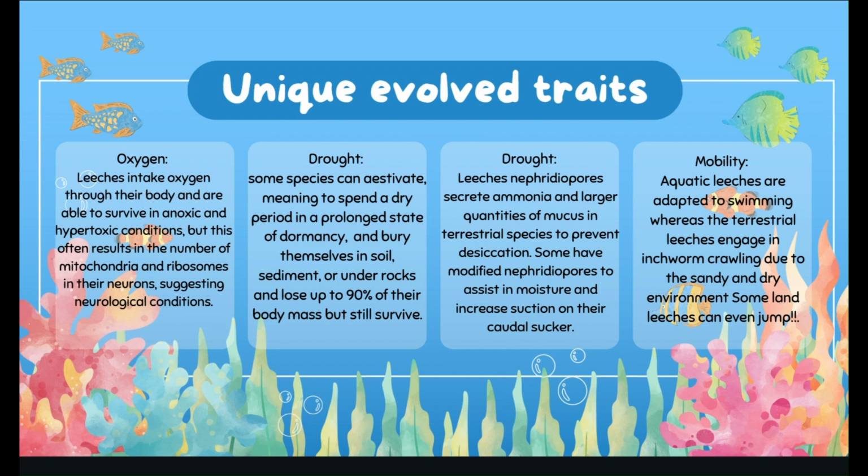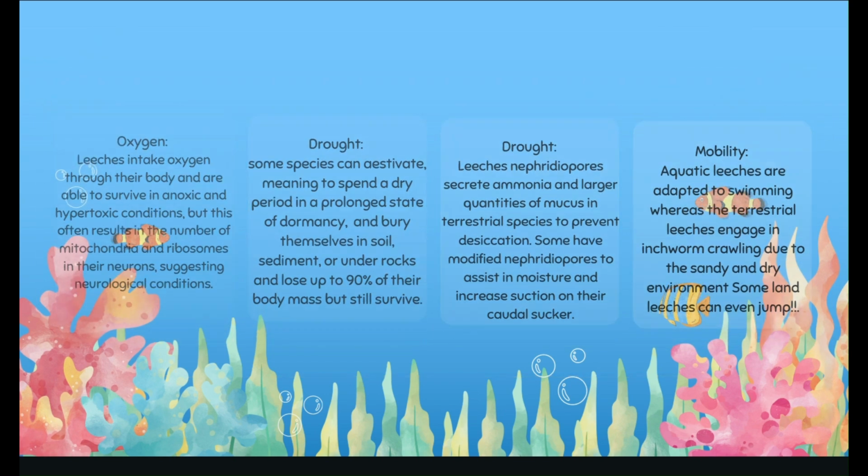Oxygen: leeches take in oxygen through their body, and they're able to survive in anoxic and hypoxic conditions. But this often results in differing levels of their mitochondria and ribosomes, suggesting neurological conditions. Some can aestivate and spend a prolonged time in dormancy. Some can secrete ammonia and larger quantities of mucus to prevent drying up. And some are able to crawl or jump instead of swim.